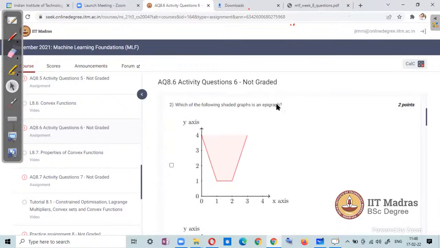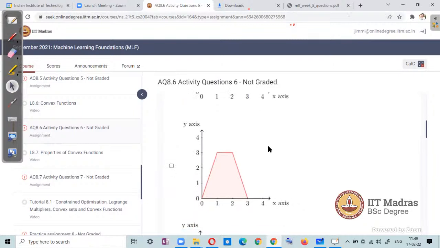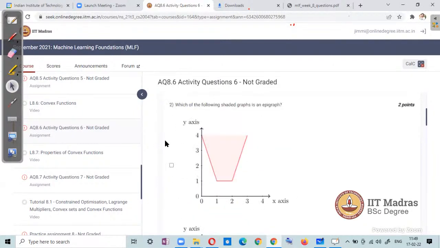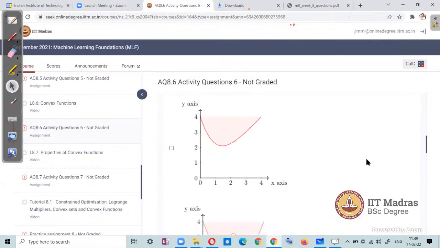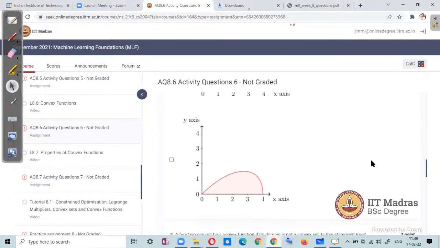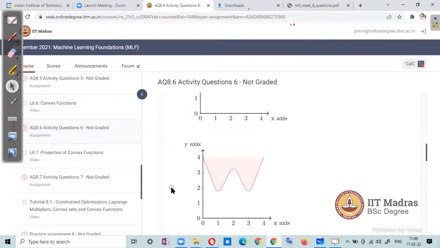Which of the following shaded graphs is an epigraph? According to the definition, what is the correct shape of an epigraph? First one. First and third. First and third one. Yeah. See, why not this fourth one?